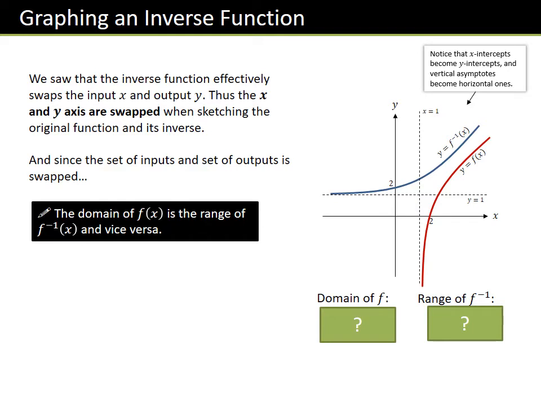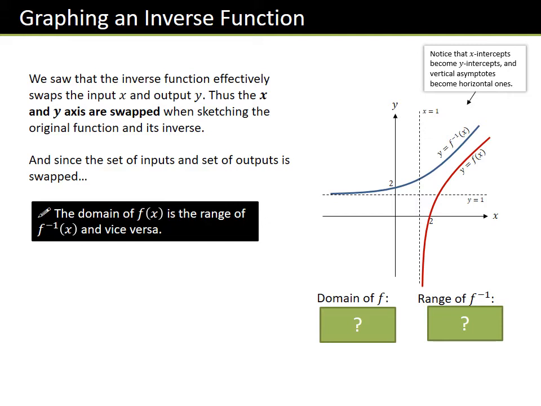So what an inverse function effectively does is it swaps your x coordinates for your y coordinates. You can think of it as basically swapping your x and y axis around, so you end up creating a reflection. So the domain of f of x is the range of the inverse function, and the range of the original function is the domain of the inverse function.